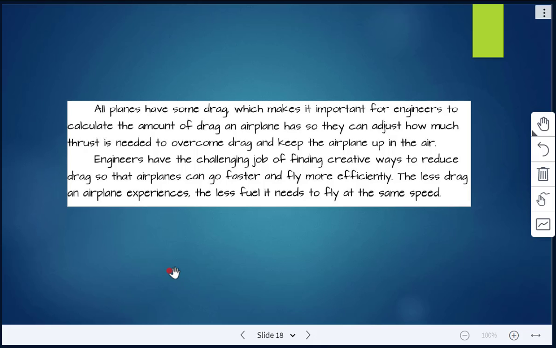So all planes will have some drag, which makes it important for engineers to calculate the amount of drag an airplane has so that they can adjust how much thrust is needed to overcome drag and keep the airplane up in the air. So engineers have to find creative ways to reduce drag so that airplanes can go faster and fly more efficiently. So the less drag an airplane experiences, the less fuel it will need to fly at the same speed.